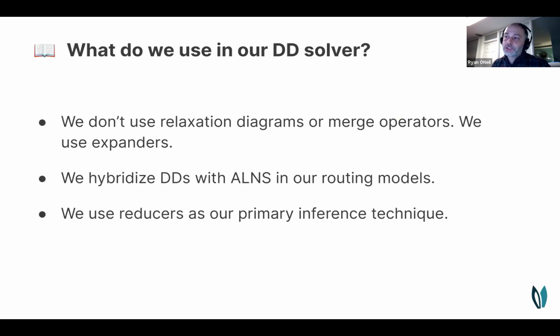So what do we use in our decision diagram technology? Again, we don't use relaxation diagrams or merge operators. We use expanders instead, and that is our relaxation. We use reduction as our primary inference technique. And of course, we use restrictors for search. In our routing models, we've also hybridized decision diagrams with adaptive large neighborhood search, which I think is very interesting. And if you install our routing software, you can play with that and see how that works.